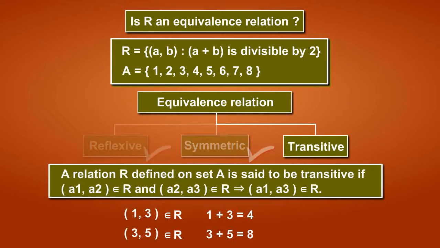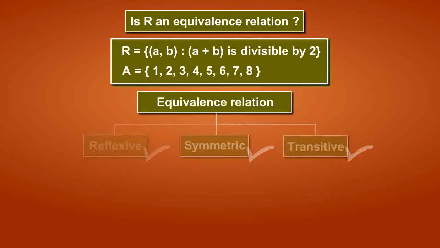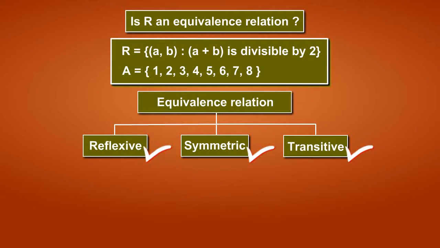Now look at the two elements. Let me take 1 from this element and 5 from this element. So I get 1 comma 5. And what about this element? 1 plus 5 equals 6. 6 is divisible by 2. And this means that 1 comma 5 belongs to R. This means that R is transitive as well. So now we know that R is reflexive, symmetric and transitive. And this means that relation R is an equivalence relation.